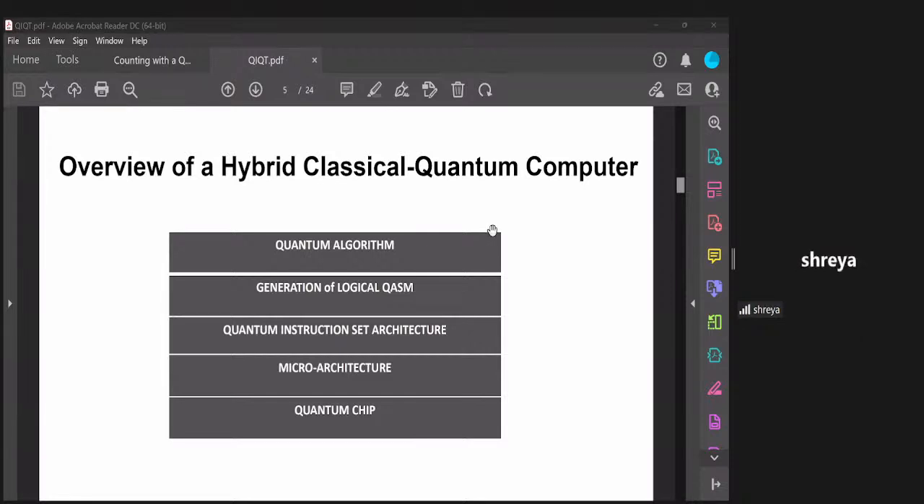Okay, so this is also a bird's eye view of the hybrid classical quantum computer. This is the same architecture that I told in the previous slide. You design a quantum algorithm according to your problem, then you design the logical QASM, the logical quantum circuit, and then there is a quantum instruction set architecture that is unique to the particular platform that you are using, not the hardware. And then there is a micro architecture of the individual hardwares. And finally, there is the quantum chip that implements your circuit and gives you back an output.